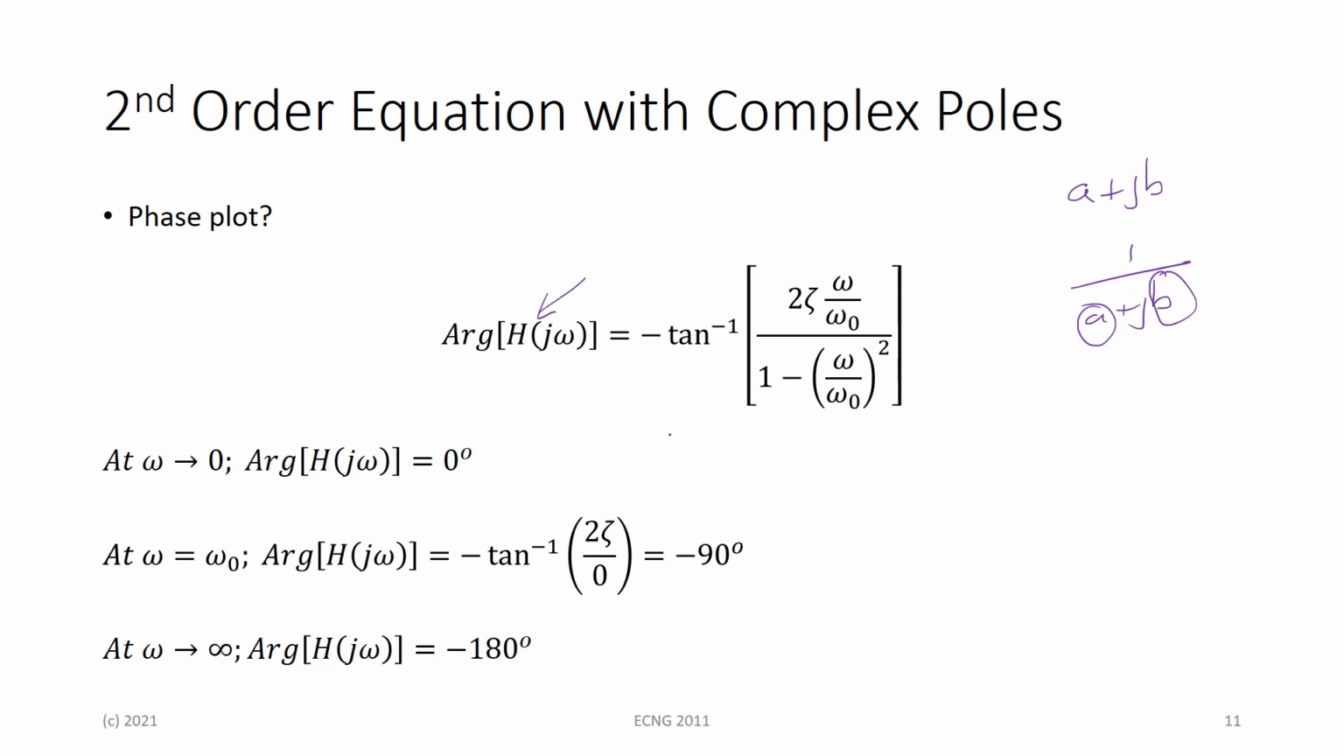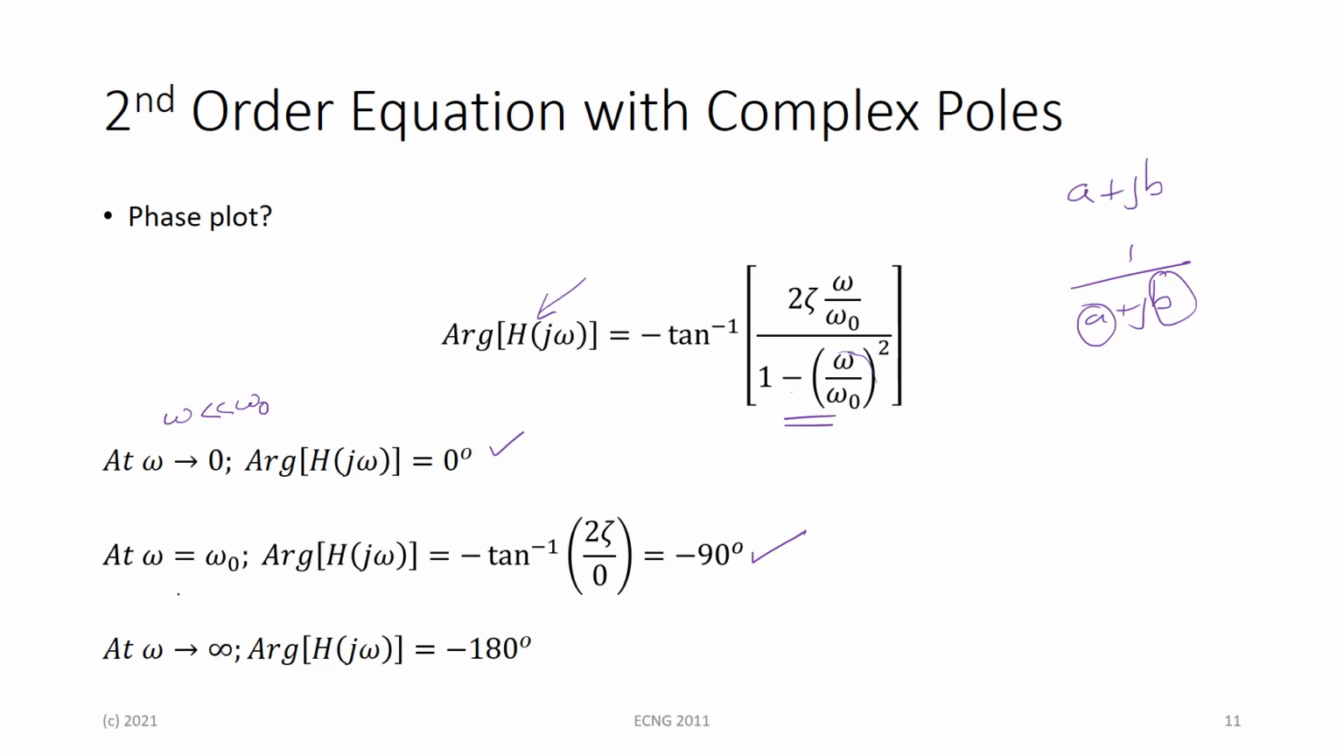So again, we do the same thing. If omega goes to 0, or omega is much less than omega naught, this goes to 0, so the arctan of that is 0 degrees. At omega equal to omega 0, this now becomes 1, so you have tan of something over 0, which is infinity, so the inverse angle of that is minus 90.